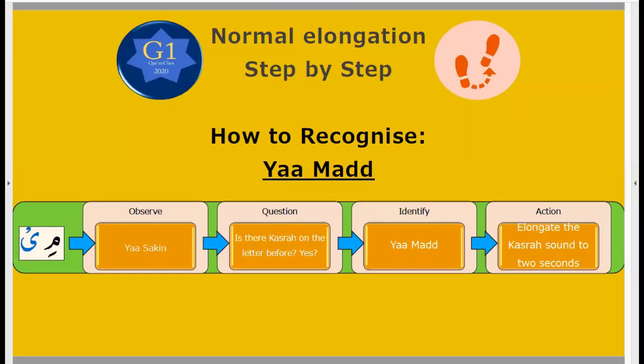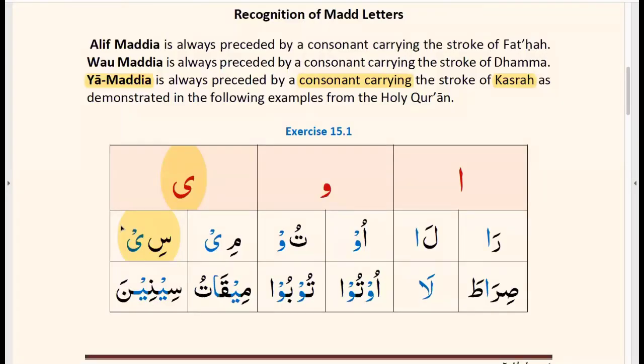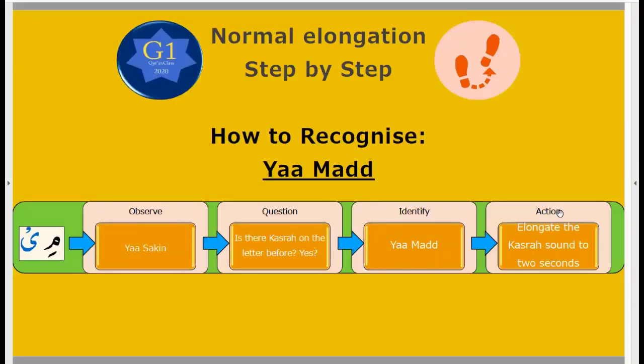Let's go to our next section. We have to now identify, okay, ya mad. So this would be known as what? Ya mad. Excellent, well done. And our final stage is our action. We have to elongate the kasra sound to 2 seconds.